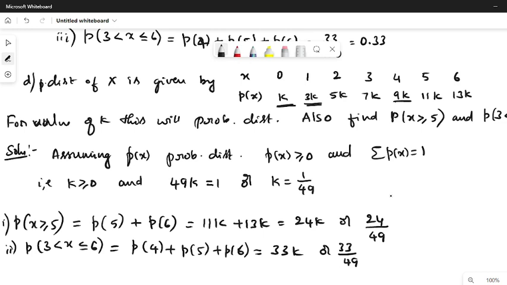Let us take one problem as an exercise. Okay, this much is enough for the problems on finding the value of k. So these are the problems on random variable. In the next video, let us discuss problems on discrete probability.